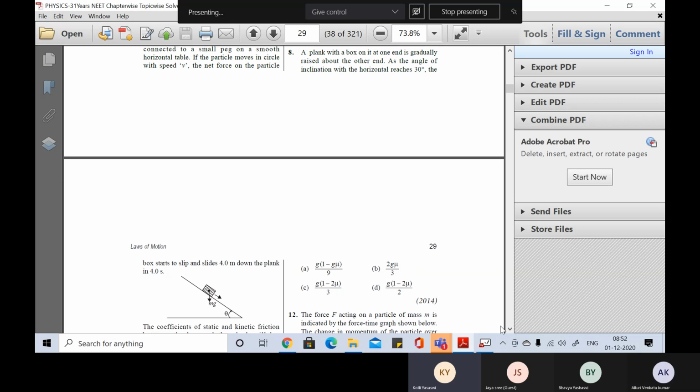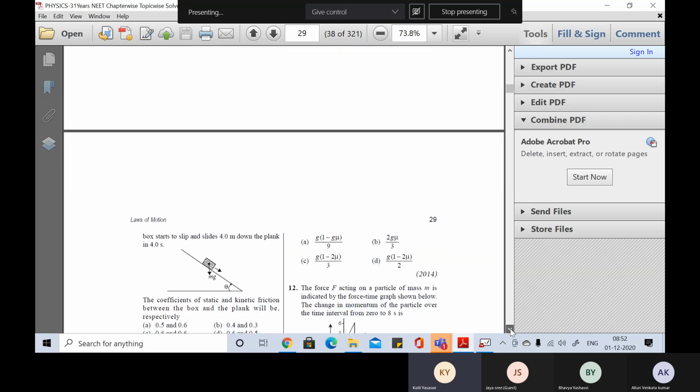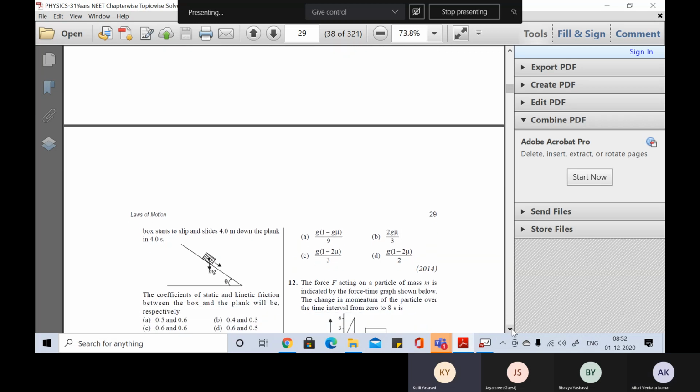As the angle of inclination with the horizontal reaches 30 degrees, the box starts to slip and slides 4 meters down the plank in 4 seconds. They are asking the coefficients of static and kinetic friction between the box and the plank. Correct. Can you try? Yes, sir.